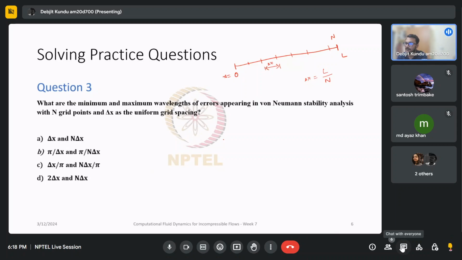Another thing is that we saw that the errors can be split into a Fourier series like this, e to the power I km x. This km is the wave number, and this is associated with a wavelength as well. You have to find out the minimum wavelength and the maximum wavelength possible in such a case. Is it option A, delta x and n delta x? Option B, pi by delta x and pi by n delta x? Option C, delta x by pi and n delta x by pi? Or option D, 2 delta x and n delta x? The order here is that the first one should be the minimum and the second one the maximum.